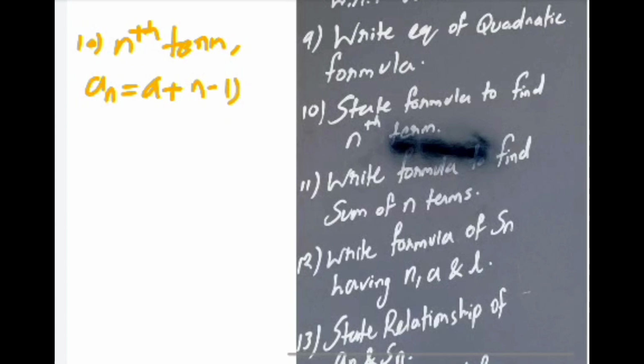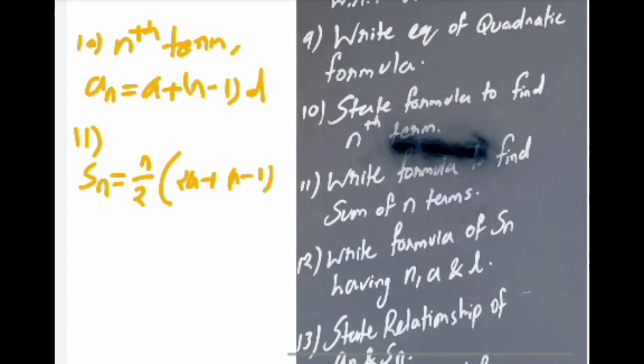State formula to find nth term. So nth term, its formula will be an is equal to a plus n minus 1 into d. Write formula to find the sum of n terms. So that will be Sn, that is n by 2, 2a plus n minus 1 into d.